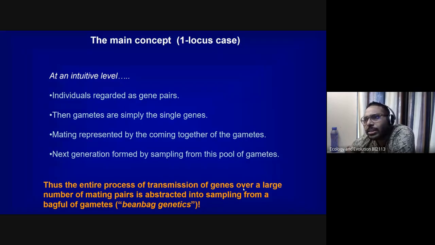Okay, so this conceptualization is actually extremely powerful, although deceptively simple. But this conceptualization allows you to basically figure out much of the mathematics of microevolutionary processes. Okay, as I said, this is the point at which population genetics begins.